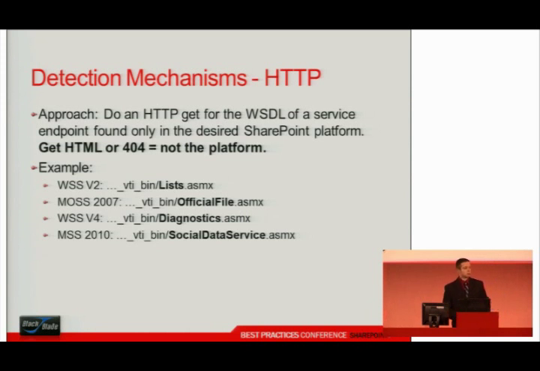Right. And so this approach, we use the same methodology that we have with the other approaches. We try to pick a web service URL that is unique, that was made available in the version of the platform that we're trying to check for. So obviously, if we're looking for Windows SharePoint Services v4, checking to see if lists.asmx is there doesn't really give us enough information, because that will be there for Windows SharePoint Services v2, v3, and v4. It doesn't tell us enough about the version of the platform that's out there.